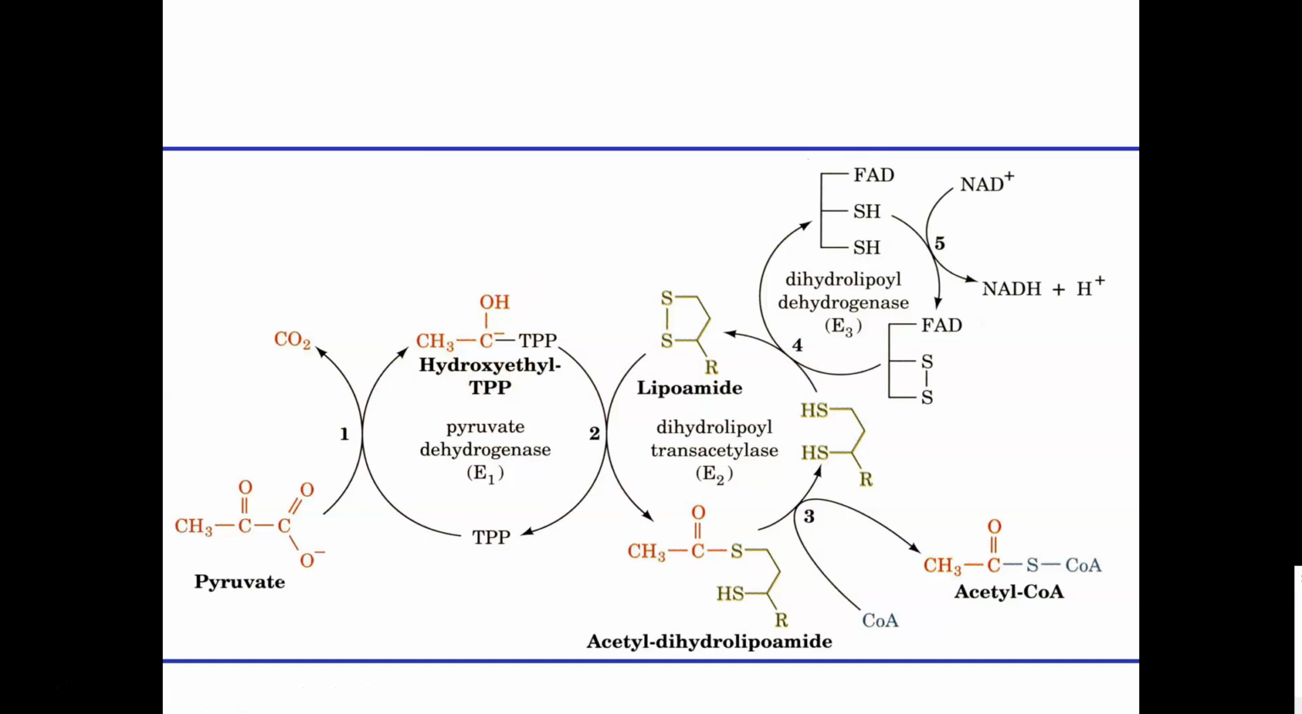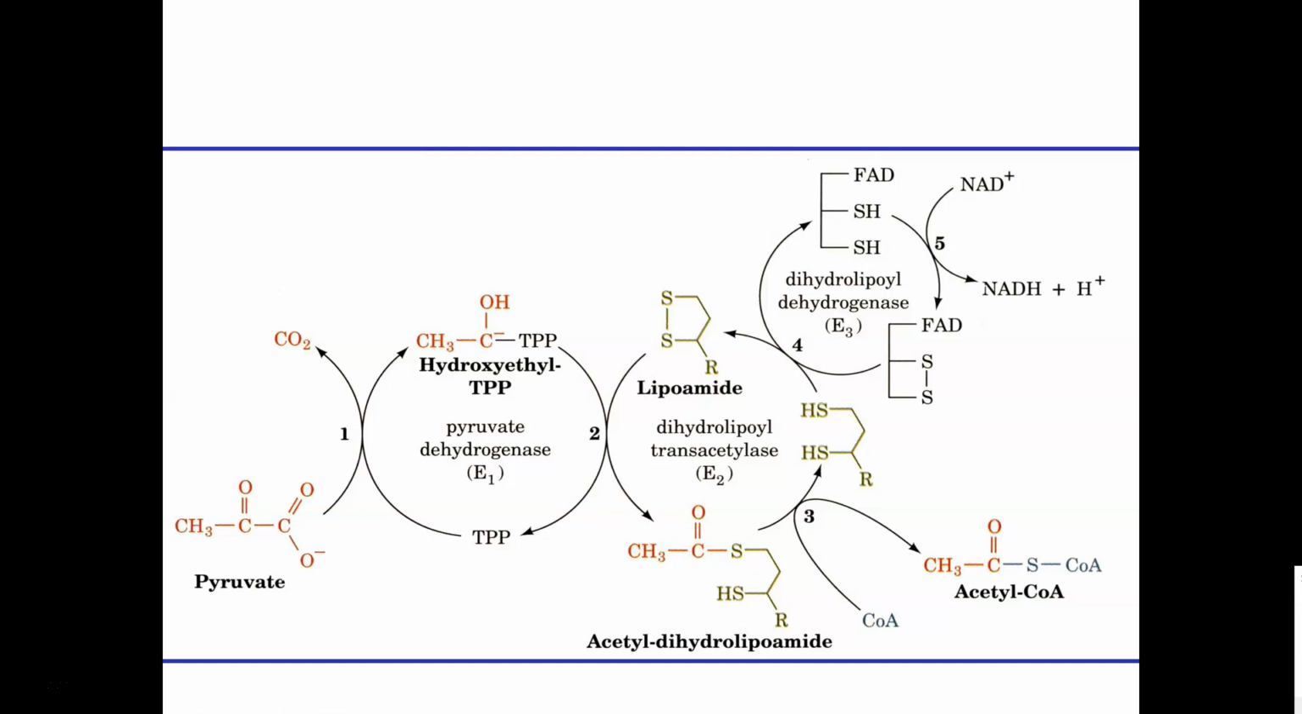Step 2 is a simultaneous transfer of hydroxyethyl to lipoic acid and the oxidation of that hydroxyethyl by lipoic acid. So here's lipoic acid, or lipamide. You can call it either. And that hydroxyethyl is transferred to lipamide. That recycles or regenerates free TPP. And once hydroxyethyl is on lipamide, lipamide oxidizes hydroxyethyl, and that results in acetyl. So now we have acetyl linked to the reduced form of lipamide.